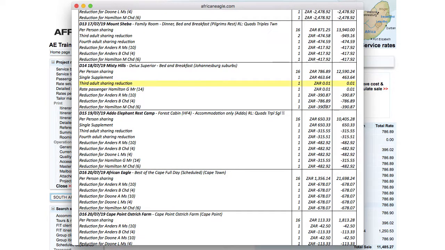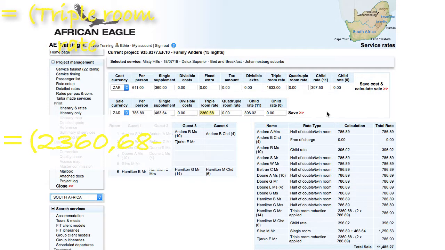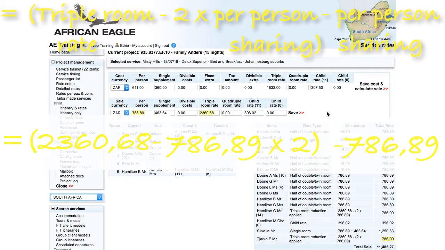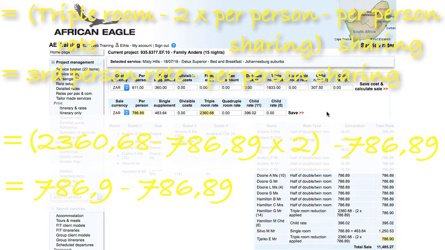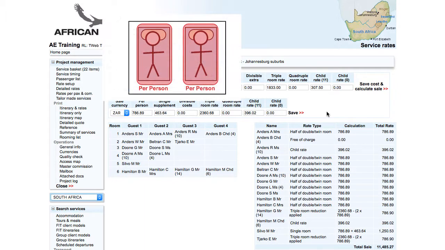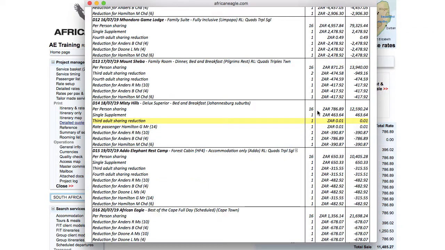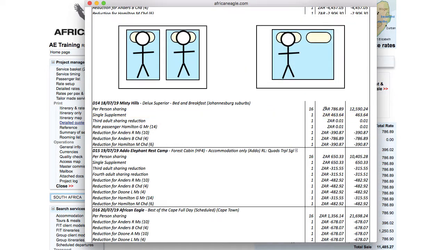It might be that the reduction is 0. For example, for Misty Hills, the calculation being 2360,68 minus 786,89 times 2 minus 786,89 equals 786,9 minus 786,89 or 0,01. That happens if the provider charges the same rate per person whether there are 2 or 3 people in the room. Although there is no reduction, sharing a triple room still represents a saving, namely the single supplement that would need to be paid if the passengers had a twin and a single room instead.